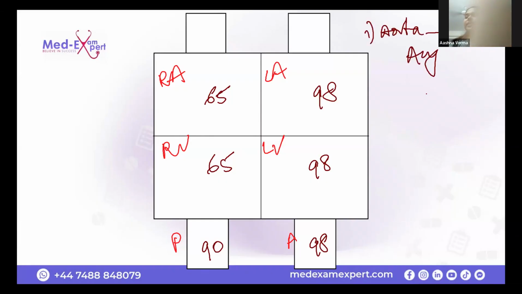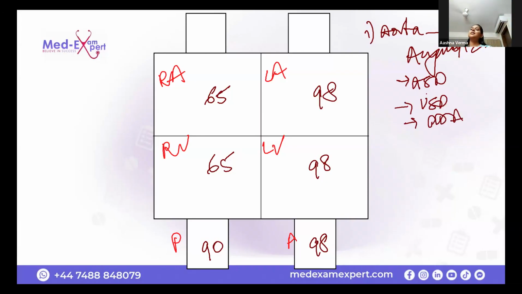It is an acyanotic condition. What do I need to think about? ASD, VSD, PDA. And out of all these, tell me, what is this condition? And where is the abnormal increase or decrease in the pressure? So saturation: this is the point where there is an abnormal increase in the saturation. This is a normal saturation for that particular chamber. But in the pulmonary trunk, the saturation has increased. So what do you think this condition is?